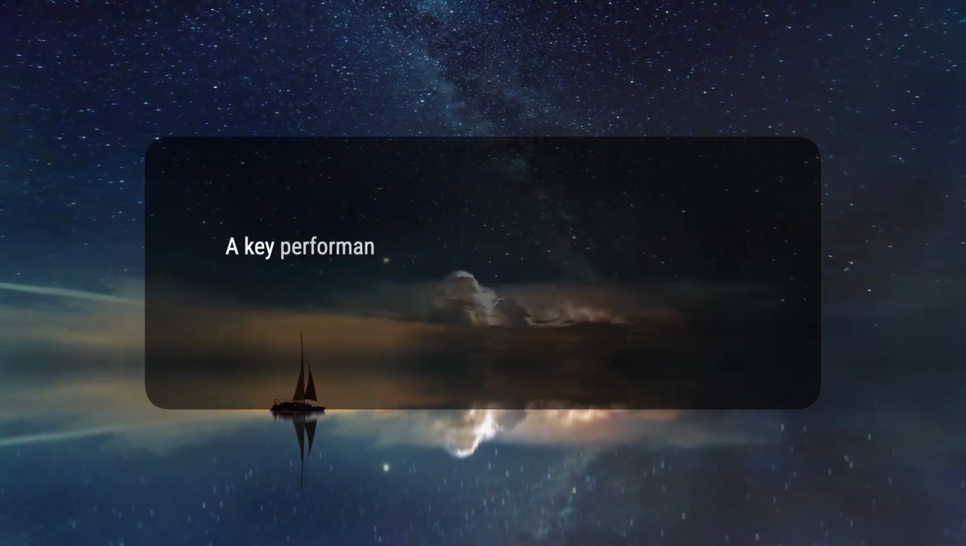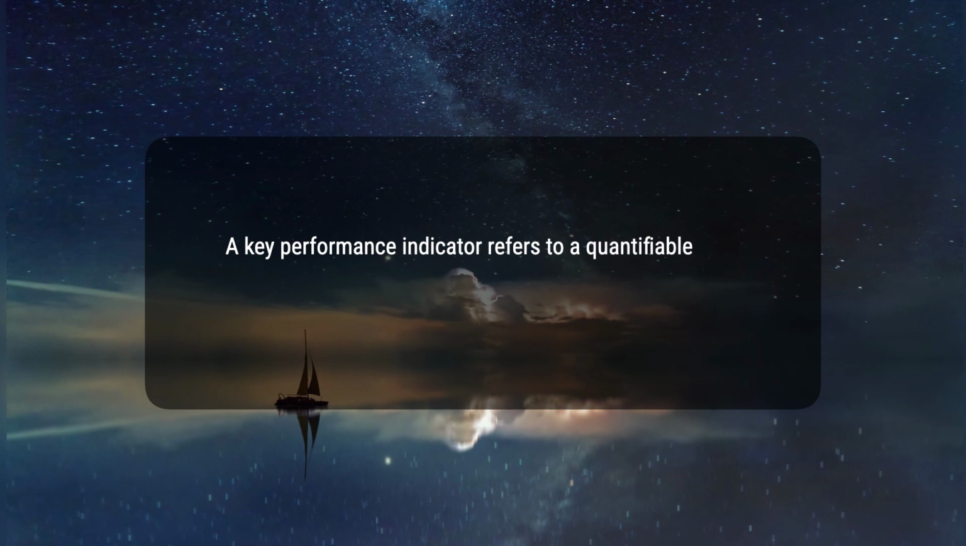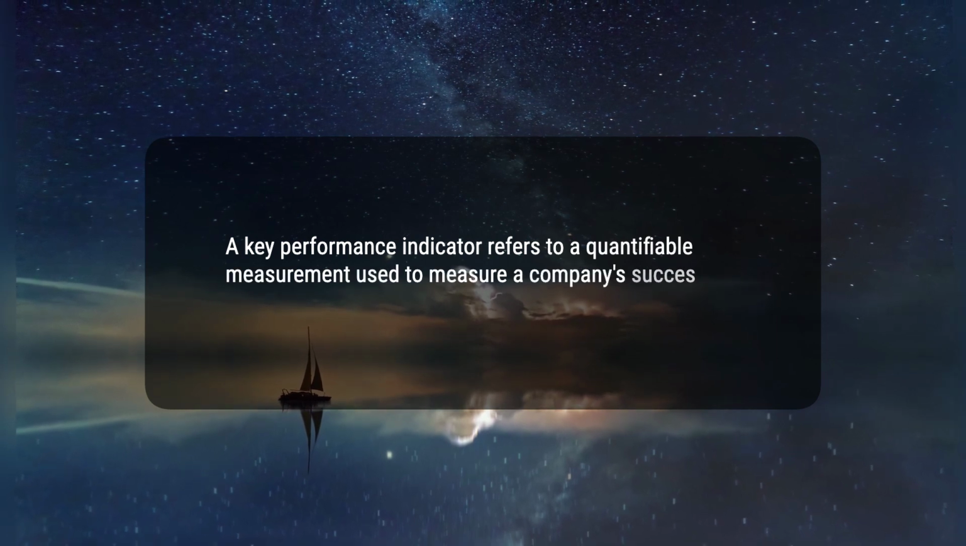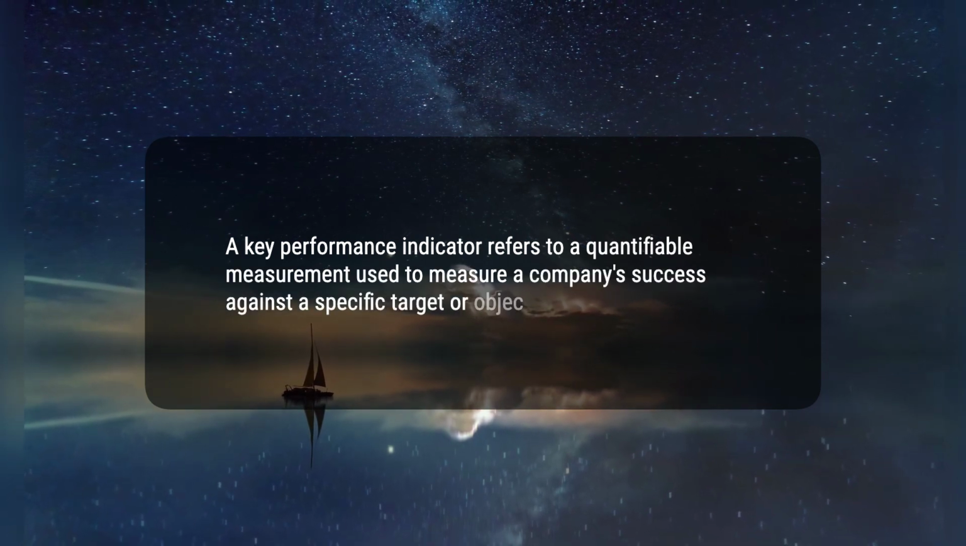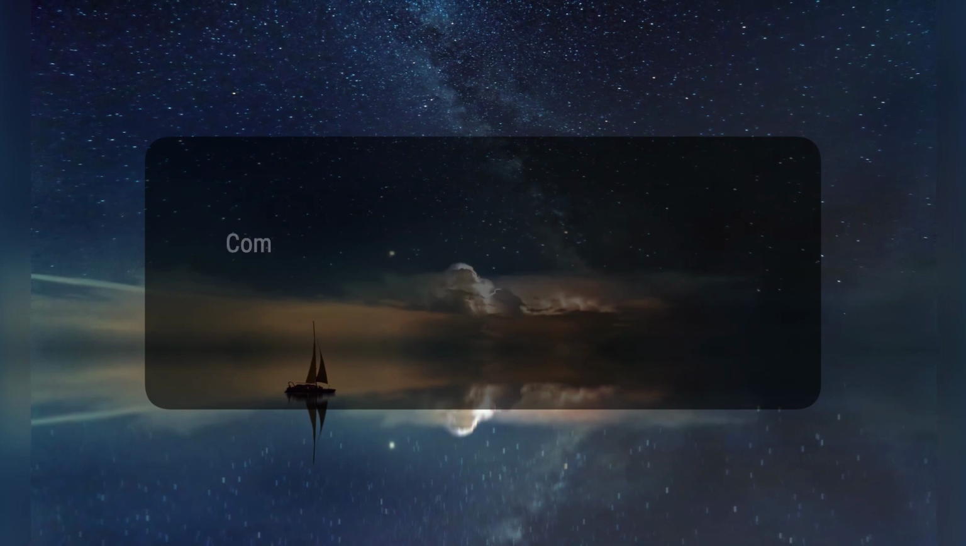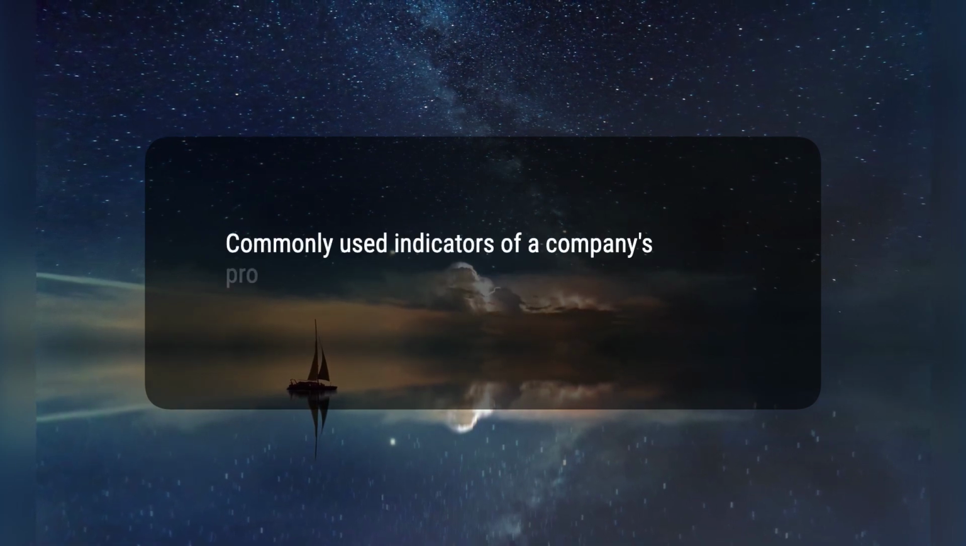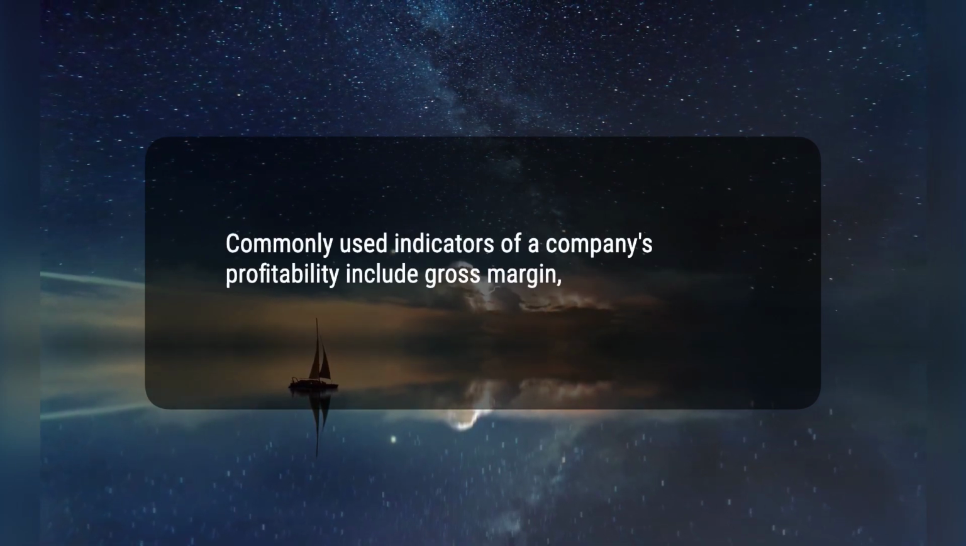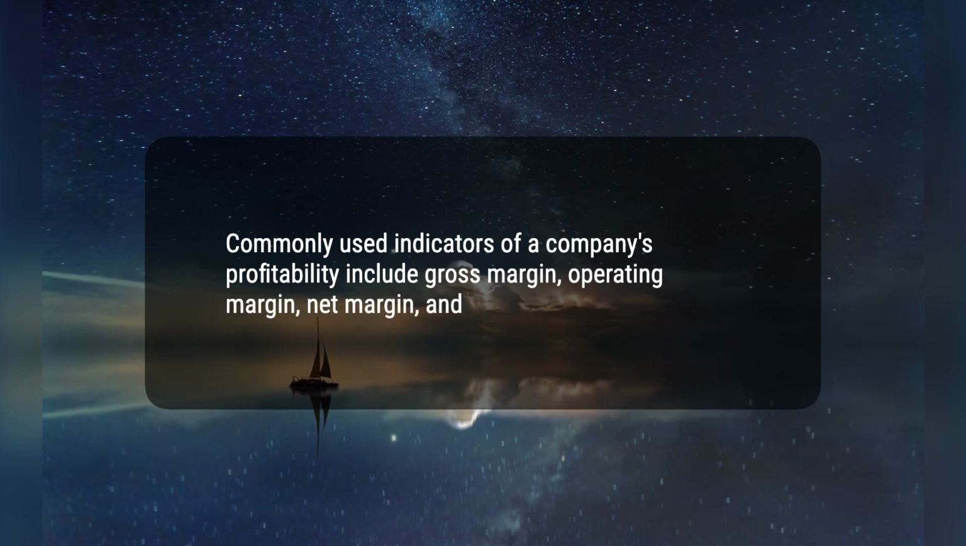4. A key performance indicator refers to a quantifiable measurement used to measure a company's success against a specific target or objective. 5. Commonly used indicators of a company's profitability include gross margin, operating margin, net margin, and return on equity, ROE.